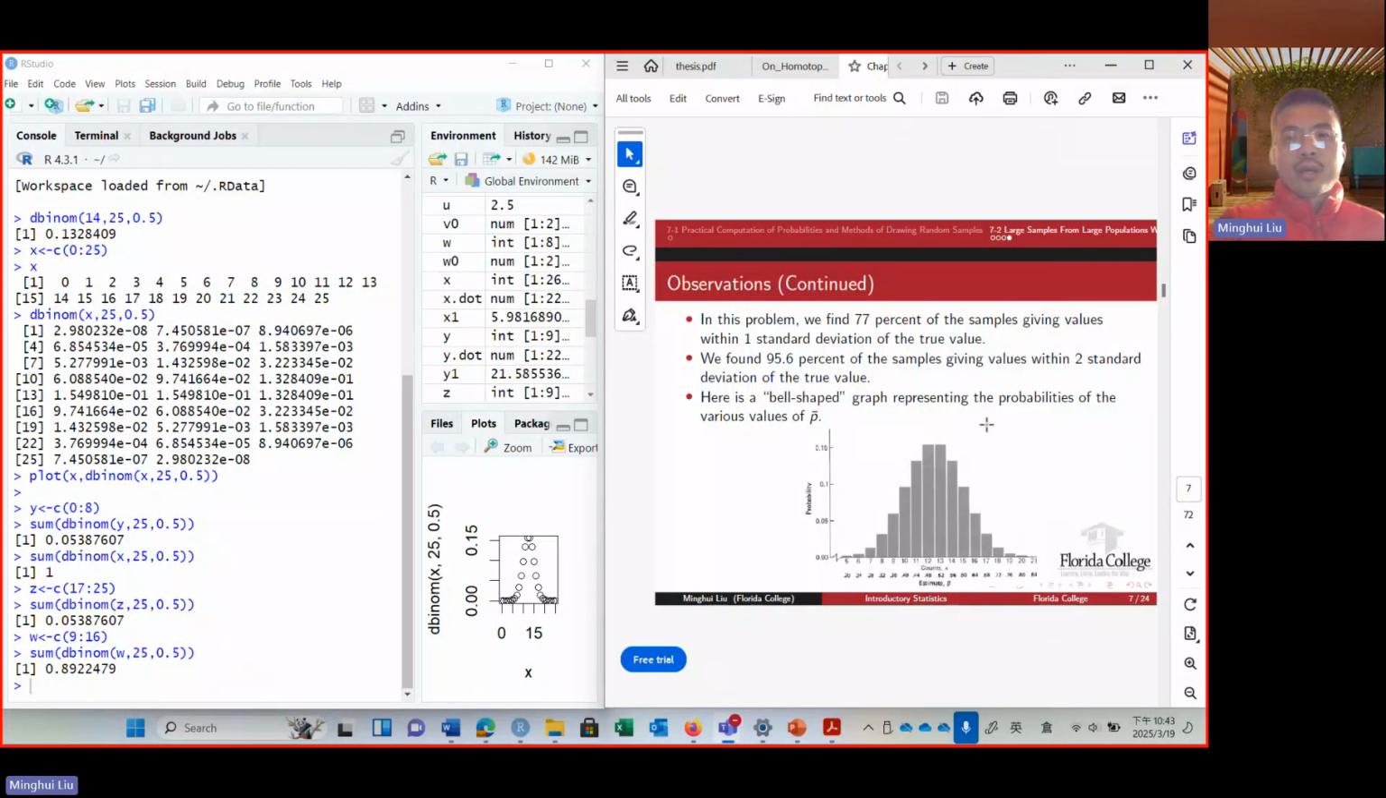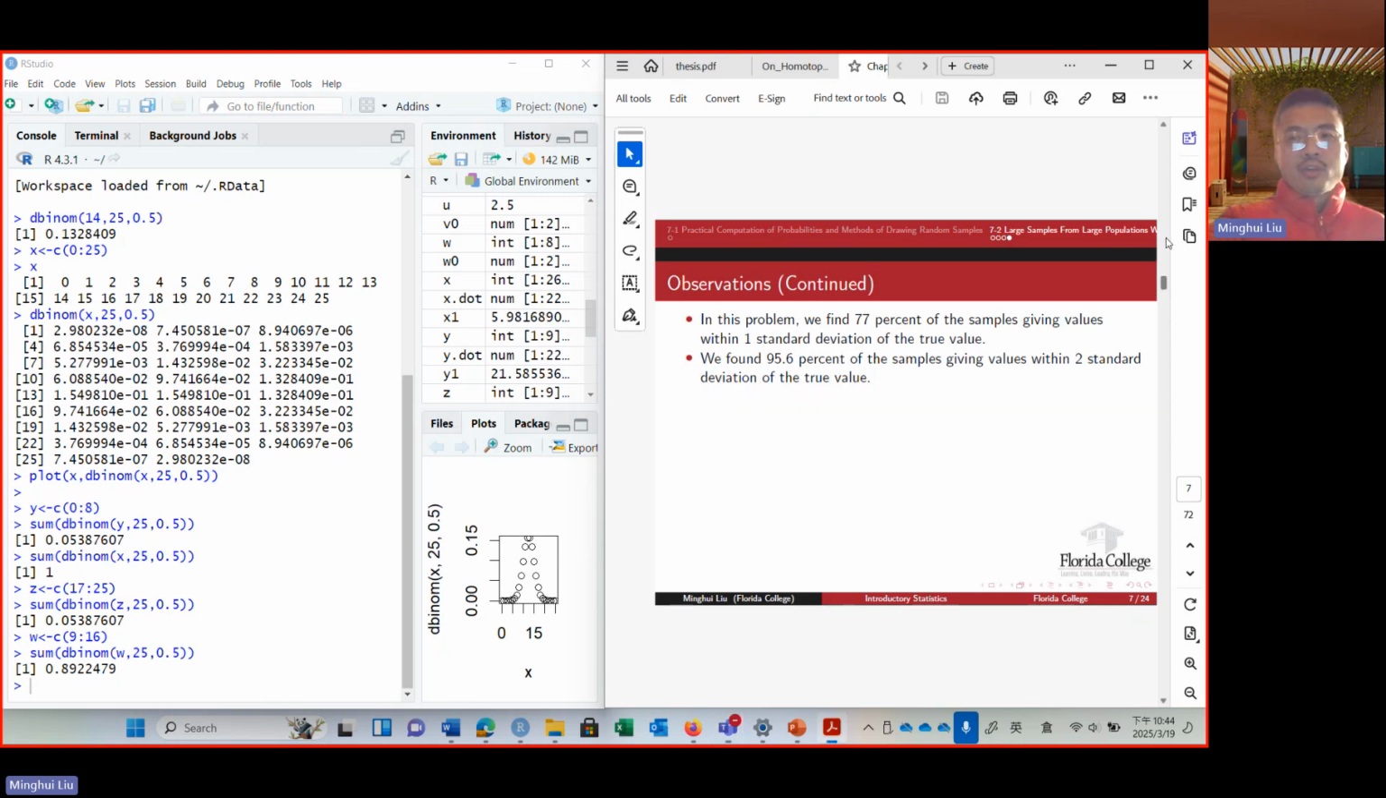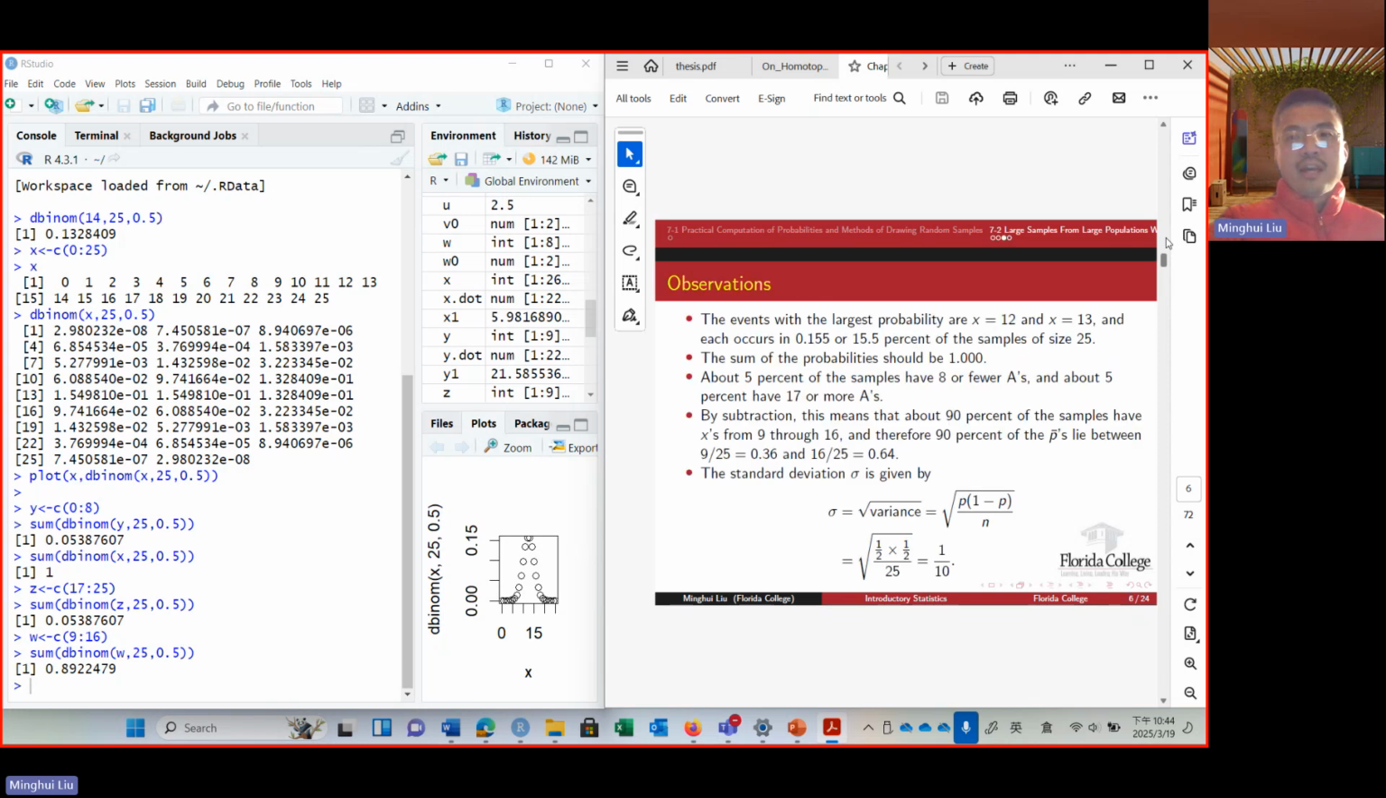Now let's continue our discussion in chapter 7. Last time we looked at the distribution of the binomial in the case where you have a nice bell-shaped curve like this. You can either look at the book or this Gaussian R, and also we looked at the mean and also the standard deviation.